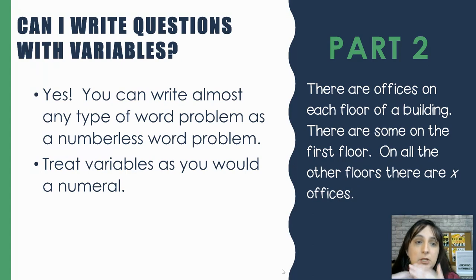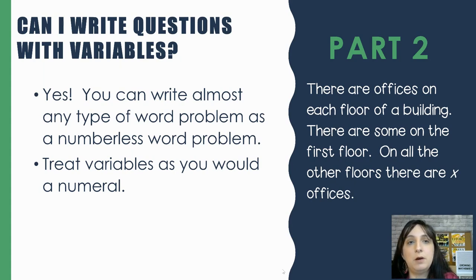So when we move to step 2, we're going to add in a value. And in this case, you can see that the value we added in wasn't a number, it was a variable, the variable x. So now we know there are offices on each floor of a building. There are some on the first floor. On all the other floors, there are x offices. Okay, so we still can't solve anything and we still don't have any actual numbers, but we do have a value. I know now that on all the floors except for the first floor, there are x offices.